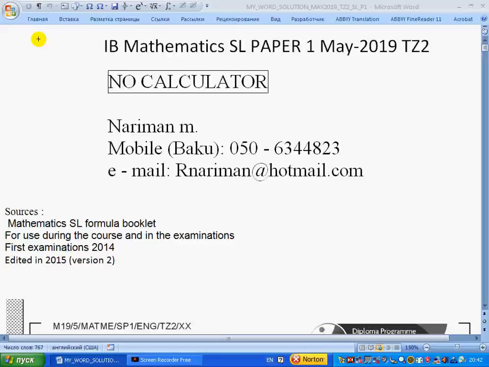Hello students, today we'll discuss IB Mathematics SL Paper 1, May 2019, time zone 2. In this paper you cannot use a calculator.